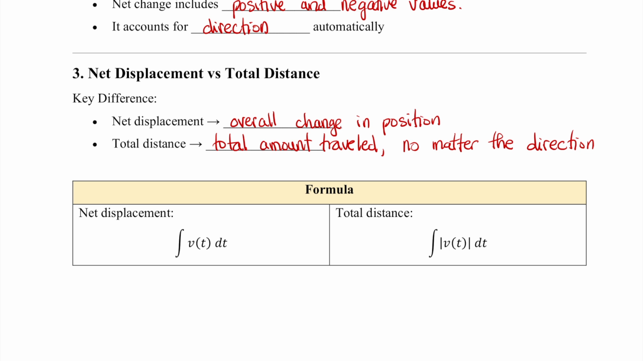So what is the difference? For net displacement, positive and negative velocities can cancel out. For total distance, we take the absolute value, so everything counts as positive. In simple terms, net displacement tells us where you ended up. Total distance tells us how far you traveled. So in this section, the key idea is the integral represents total change. And depending on the situation, that can mean the net change or total accumulation.